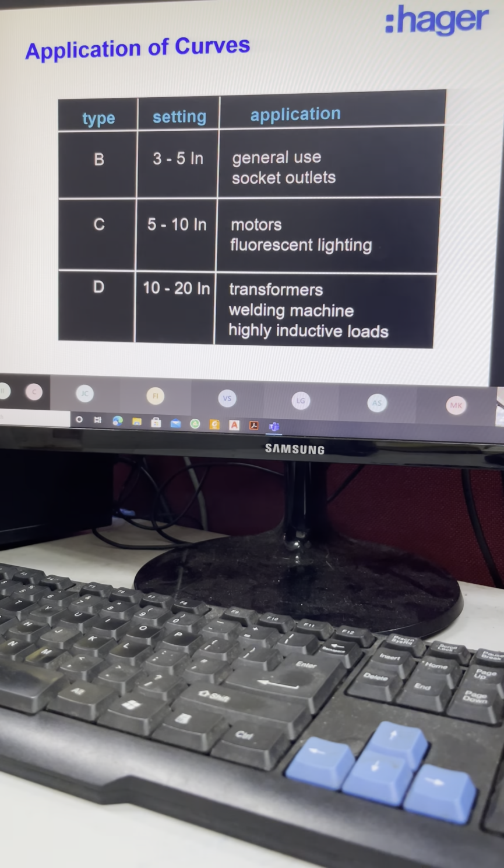Your blender, your mixer, all this equipment is sometimes very expensive. If you are using Type C, the tripping could be delayed for a few milliseconds, and during that time your appliance may already be damaged. That is why some countries have made it mandatory for sockets to be protected by Type B. In fact, locally also JKR is already asking for Type B to protect sockets.